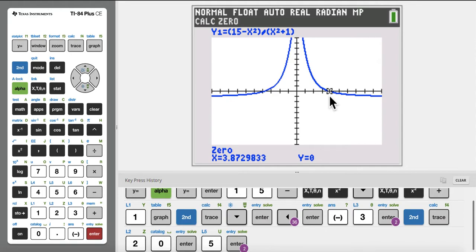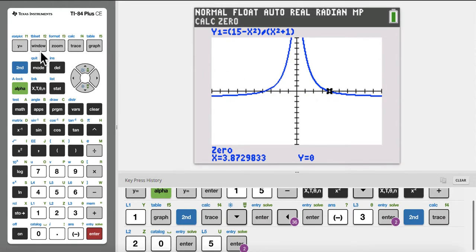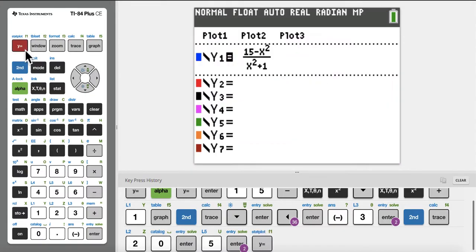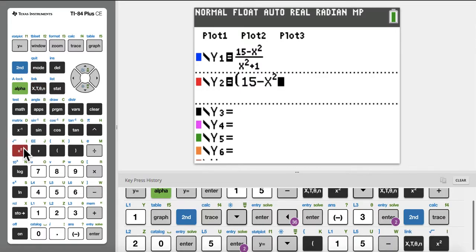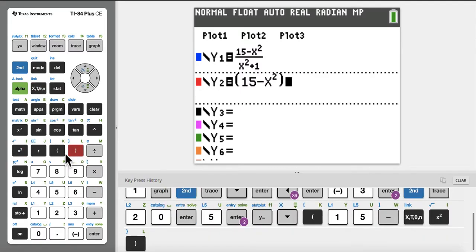If we want to find points of intersection, we're going to need a second function. So go back to the y equals, where we enter all of our equations in. To get to the second equation, use a down arrow. And for y2, instead of having the ratio of these two quadratics, I want the product of them. So I'm going to use parentheses, 15 minus x squared, end the parentheses, and multiply it by x squared plus 1.